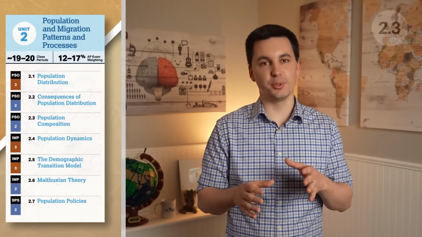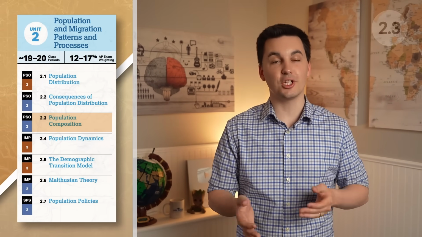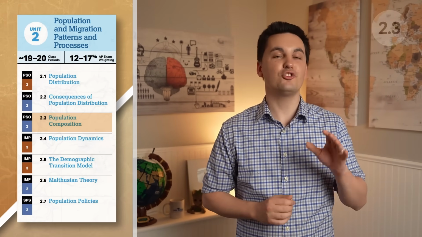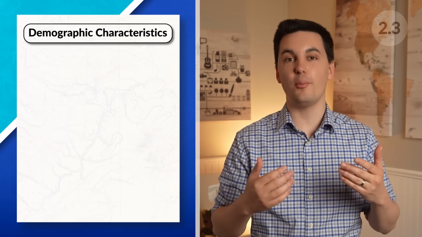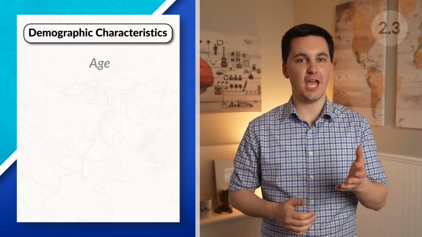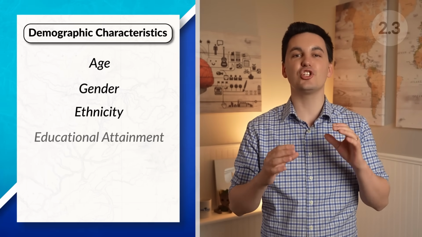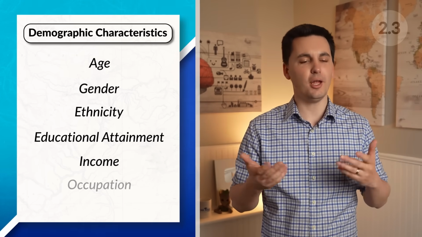Alright, now that we have explored how density and distribution can impact a geographic area, let's shift our focus now and delve into population composition, which refers to the various demographic characteristics of a population, including factors like age, gender, ethnicity, educational attainment, income, and also occupation. By analyzing these different characteristics, we can gain insight into the social, economic, and cultural factors that shape a society.